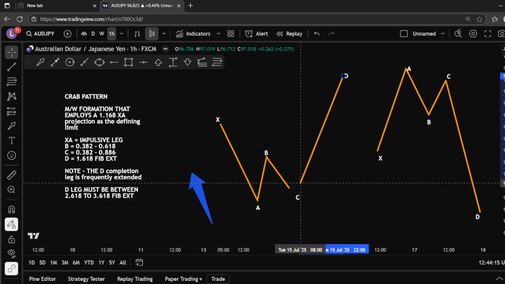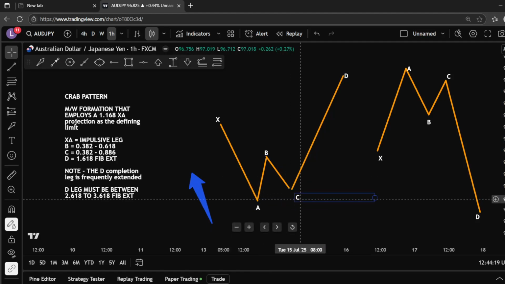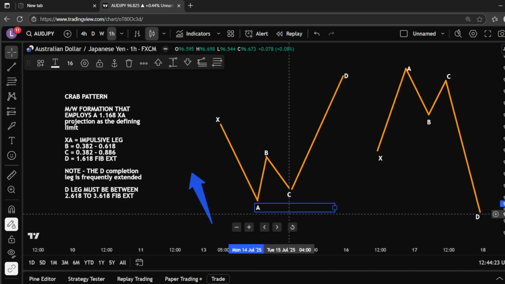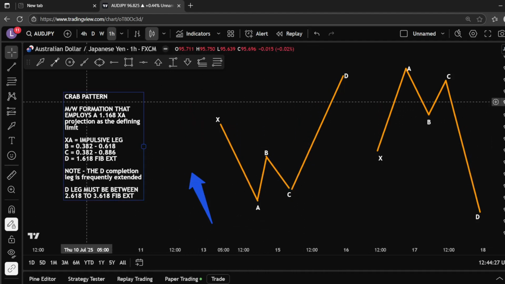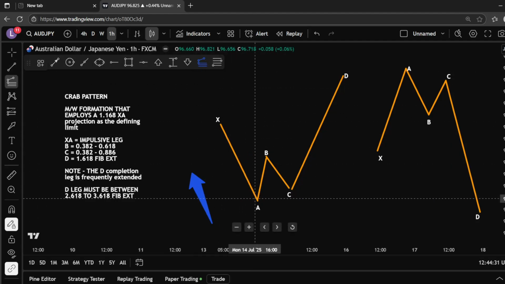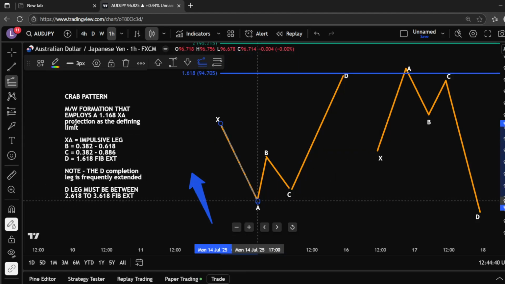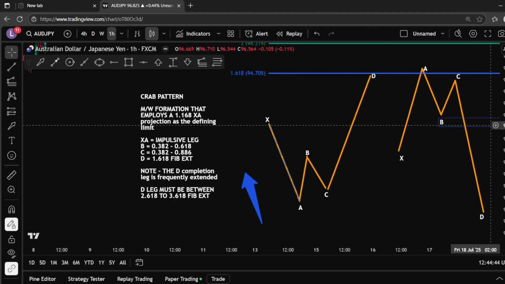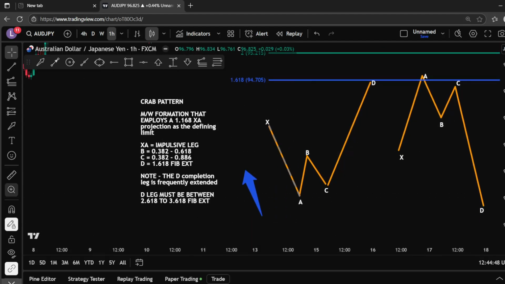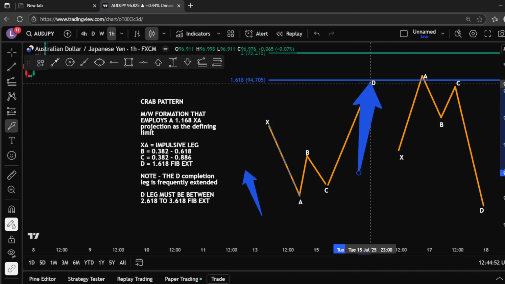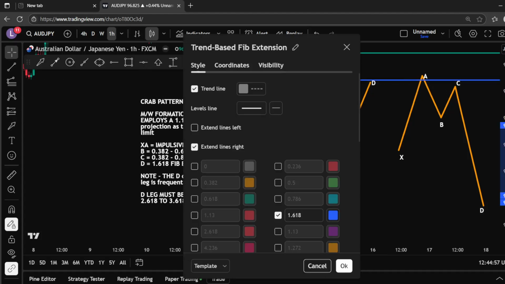All right, so let's get that back to where it was. So that is our C. And then to find your D, you need to take your fib extension. You measure from A to X back to A. Your D completion leg must terminate at 1.618 minimum. So how do I get this 1.618? If you double click on your fib extension, you just pick the numbers. All the numbers are there already. All you need to do is customize it the way you want in terms of the colors, to suit you.